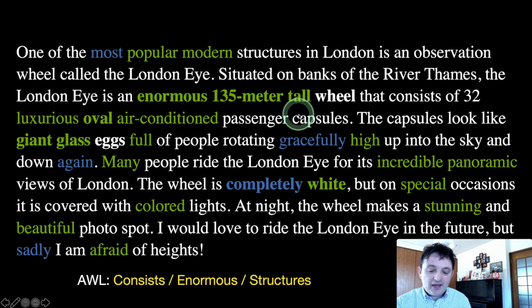And then we get onto the passenger capsules. What do they look like? They're luxurious, oval, and air-conditioned. So lots of information about the capsules, and we go on with different words. One more I'll mention is the views of London. Before the views of London, we have 2 words, incredible panoramic views.